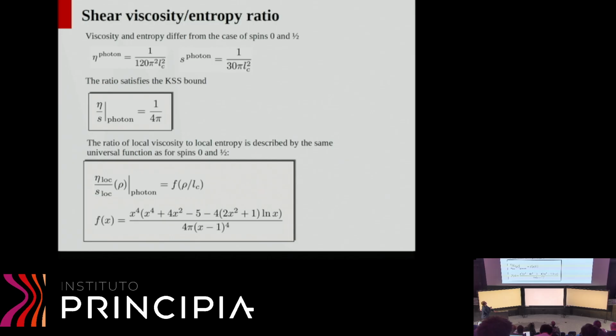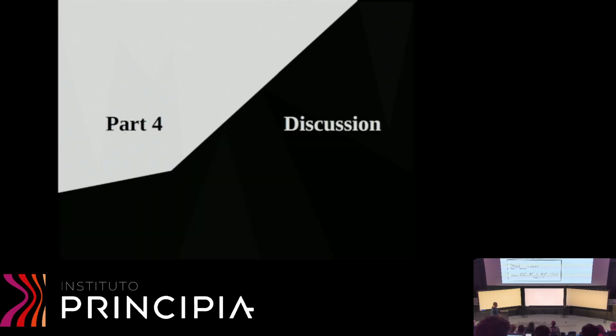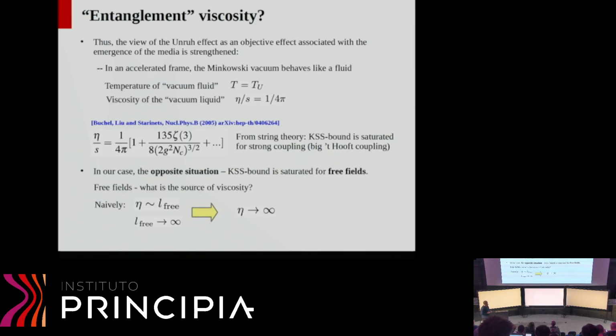So again, both of these quantities are different in comparison to spin 0 and spin 1/2. However, the ratio again gives us the Kovtun-Son-Starinets bound, and the ratio of local quantities gives the same universal function as for lower spins. So what we see? We see that Unruh radiation is characterized not only by finite temperature, but also finite viscosity, which saturates this limit inspired by string theory.